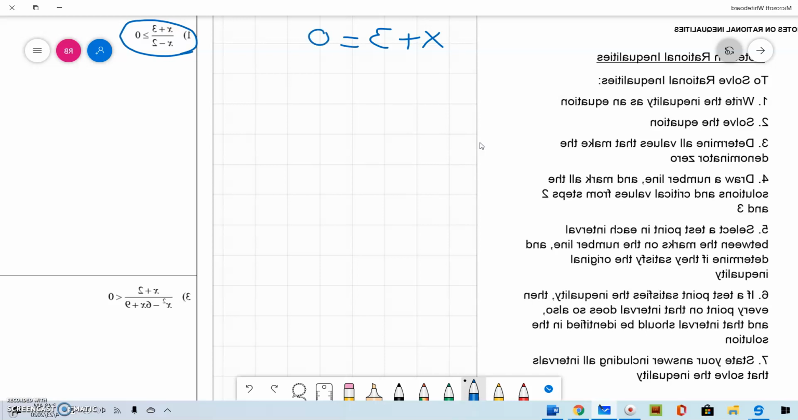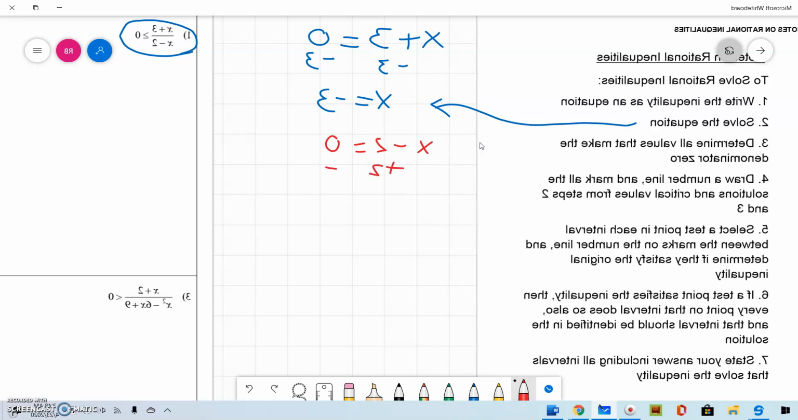And the only way the rational expression can be 0 is when the numerator is equal to 0, right? So then we subtract 3, so x equals negative 3. So that's this step, solve the equation. And then it says determine all values that make the denominator 0. So then we look at the denominator, which is x minus 2. And the only way that makes this equal to 0 would be when x is equal to 2. So we did that. And then the next step is to draw a number line, right?